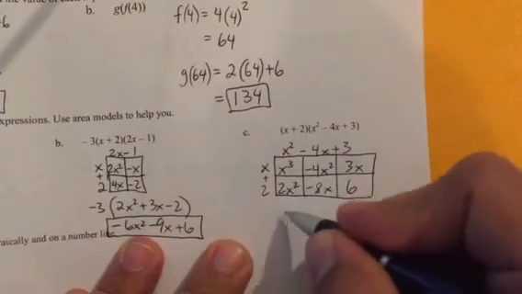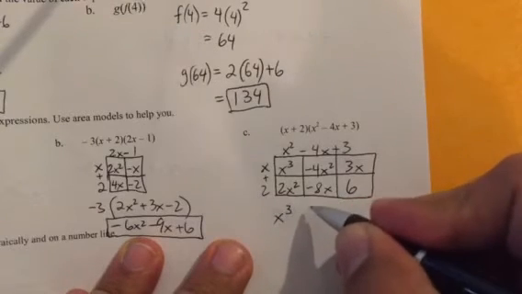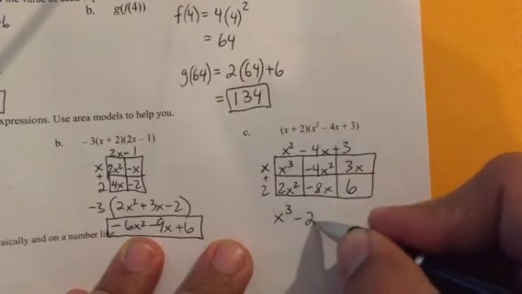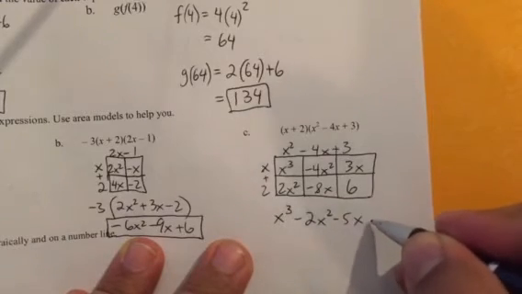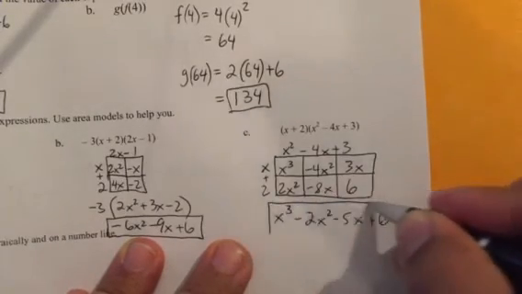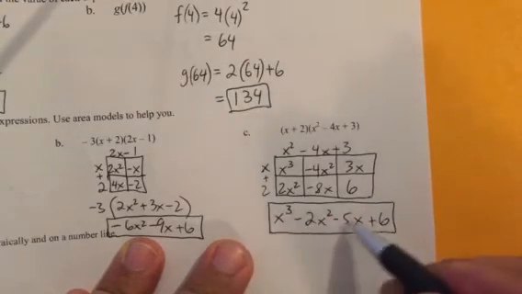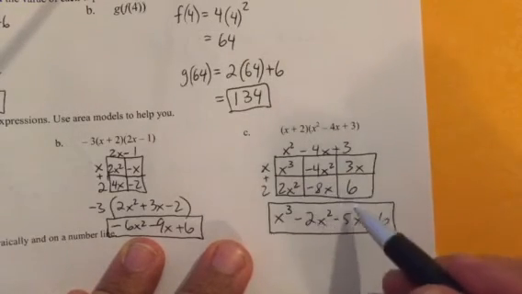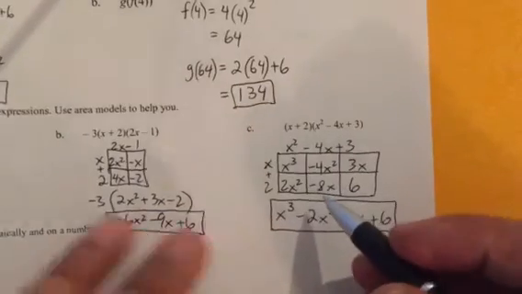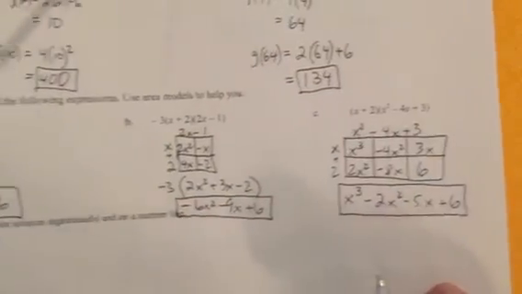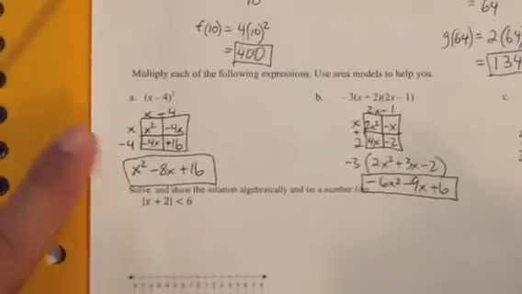So when I combine all this together, I get x cubed, negative 2x squared, negative 5x plus 6. And that's my final answer. Notice that I'm just combining all the like terms right here, so I get a result of negative 5x and negative 2x and so forth. Alright, and then moving on to our next problem.